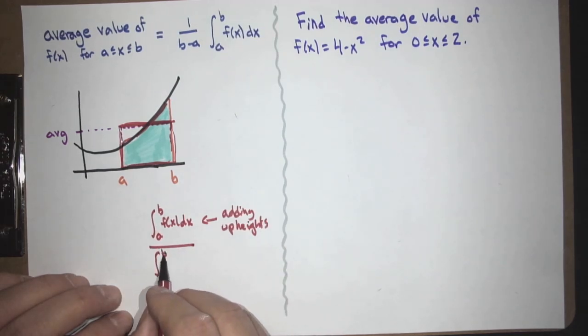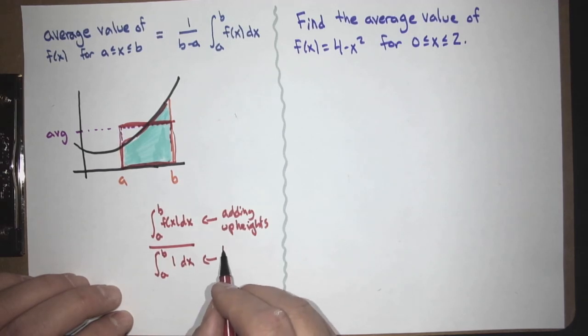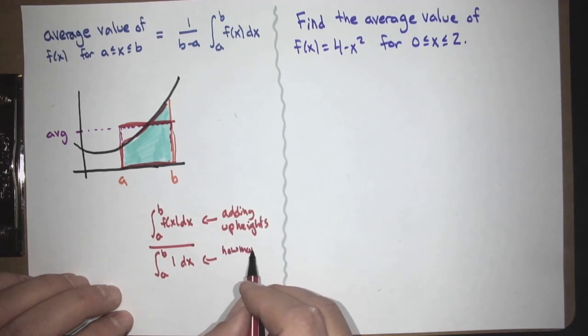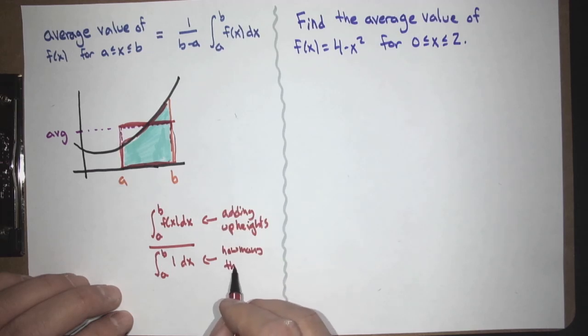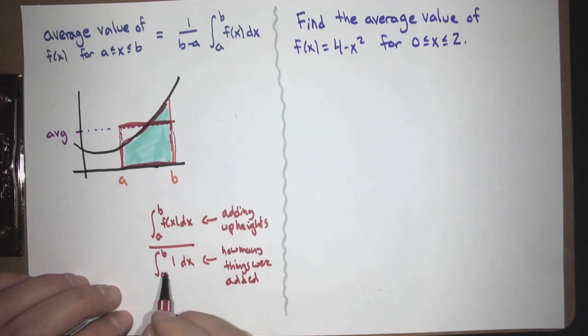And that's actually found by the integral from a to b of 1 dx. This is how many things were added. But it turns out it's very easy to find the integral from a to b of 1. This is where the b minus a comes from.